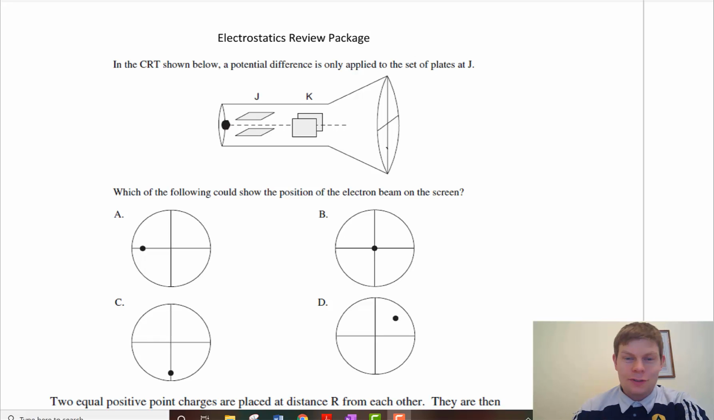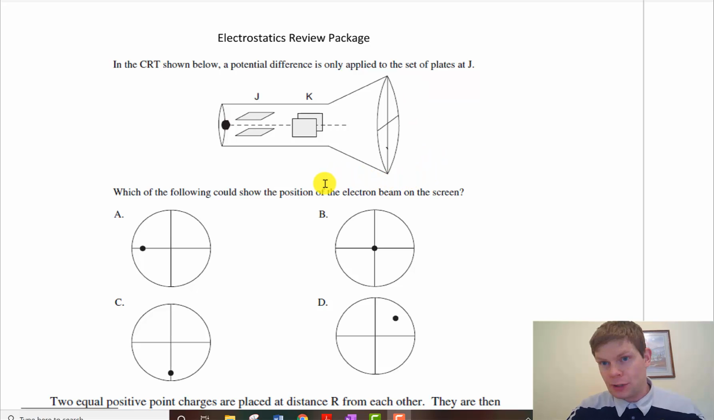Hey, Physics 12. I just wanted to go over a couple questions that might throw you a little in the package. All right, here we go. First guy, you got this cathode ray tube question. I'm not going to throw anything like that at you on any test or anything.